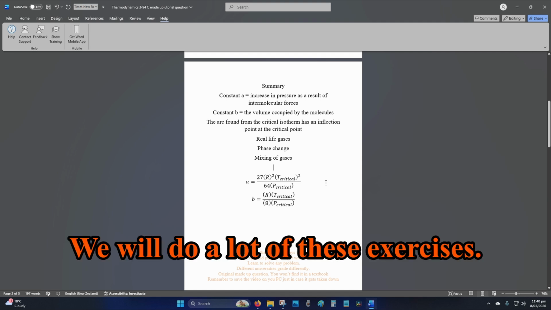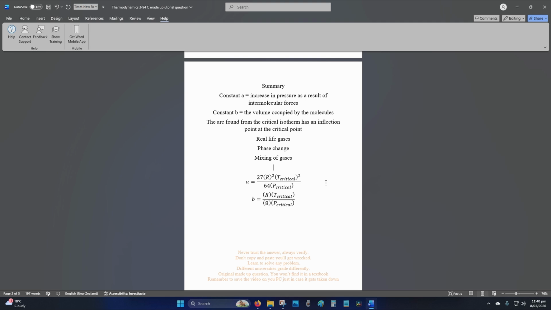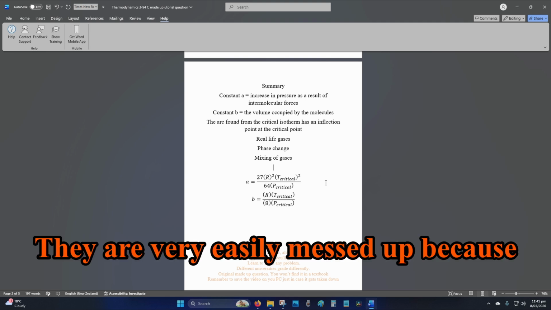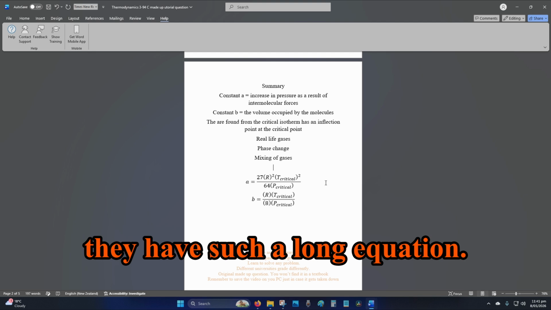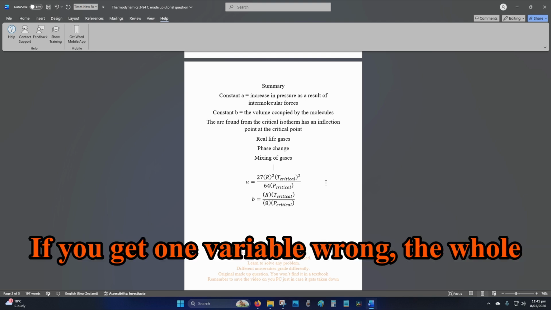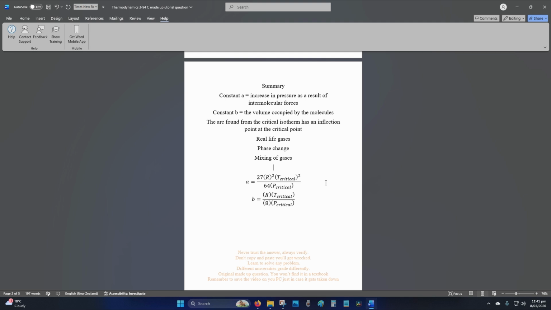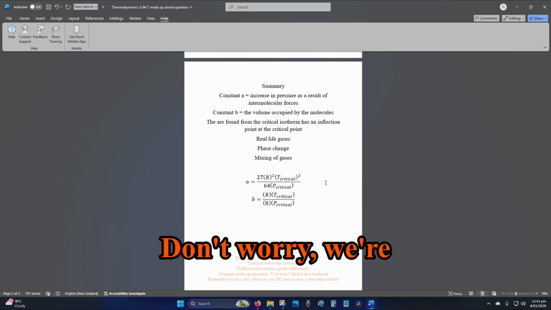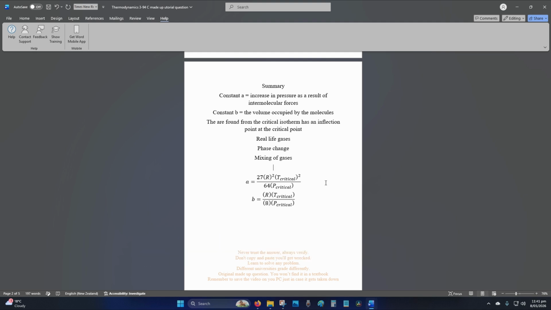We will do a lot of these exercises. They are very easily messed up because they have such a long equation. If you get one variable wrong, the whole equation goes wrong. Don't worry, we're going to practice a lot.